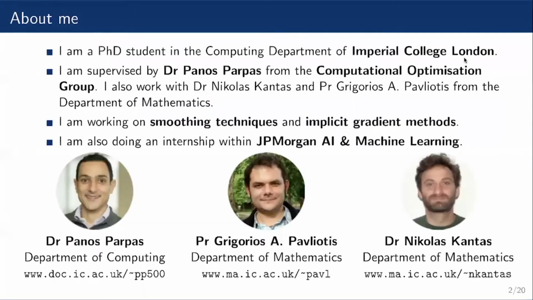First of all, I'm a PhD student in the computing department of Imperial College London. I'm supervised by Dr. Panos Parpas from the computational optimization group. And I also meet regularly with Dr. Nicholas Kantas and Professor Greg Pavliotis from the Department of Mathematics. I'm working on smoothing techniques and implicit gradient methods, and I'm also doing an internship within JP Morgan AI and machine learning.